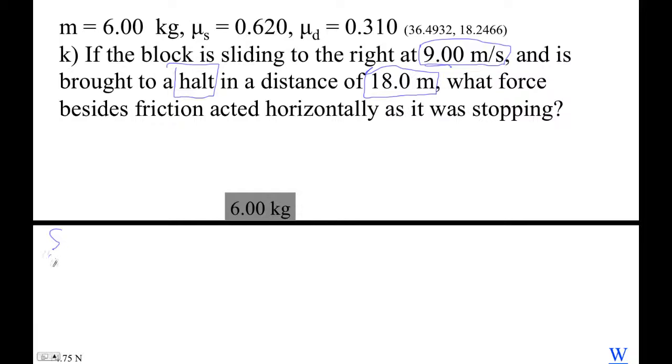So let's SUVAT, S-U-V. Our initial velocity is 9. Our final velocity is 0. The displacement is positive 18.